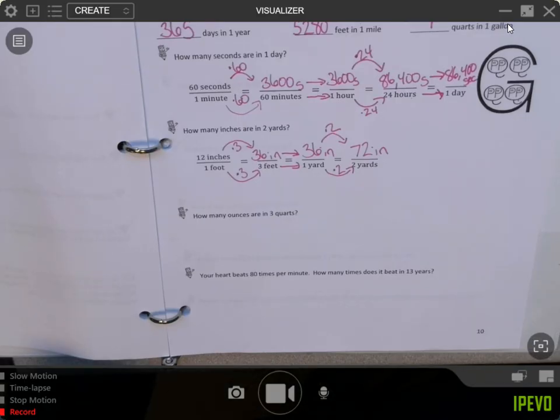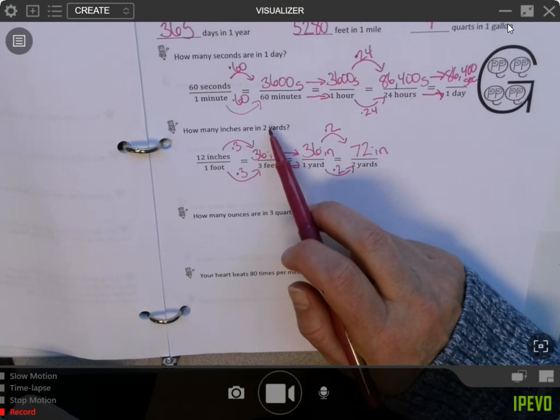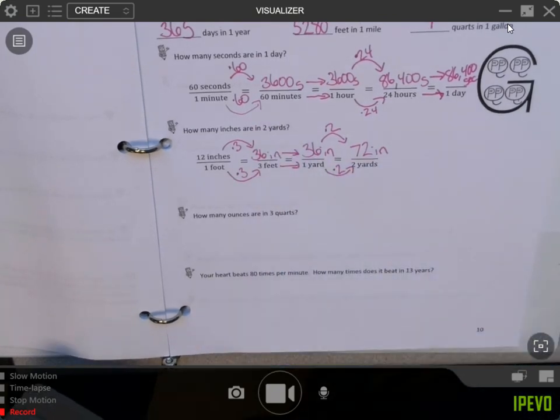You always have to make sure that you go far enough. We don't want to stop at the 1 yard because our question asked about 2 yards. So make sure you're following all the way through to the end.